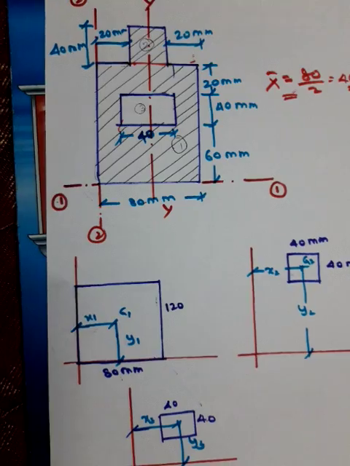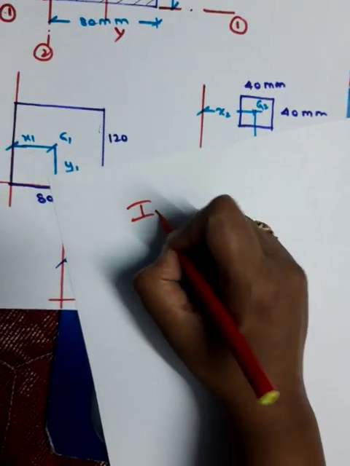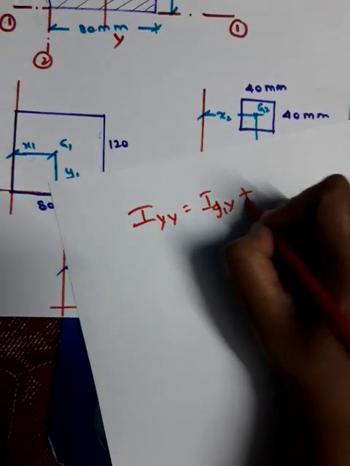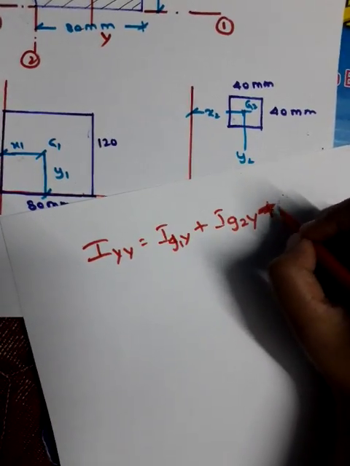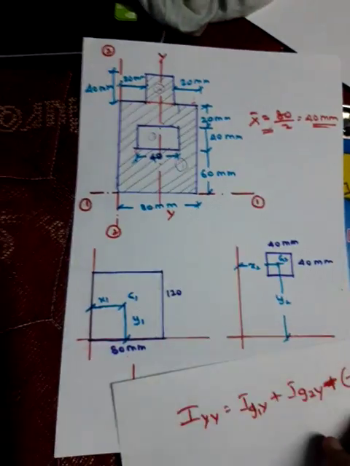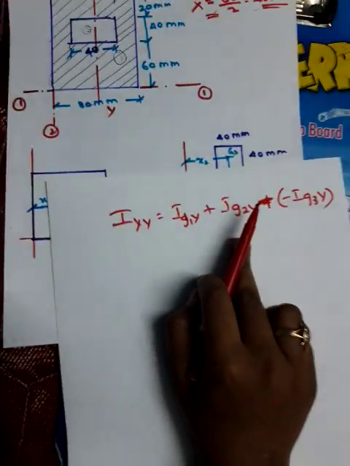Now one important point is that since the axis of symmetry is there, instead of calculating the value again and again, I can directly write Iyy is equal to Ig1y plus Ig2y minus Ig3y. Why have I used a negative symbol? Because the third area is deducted. One more important thing: x bar is the same for all the areas, so this equation can be used directly.